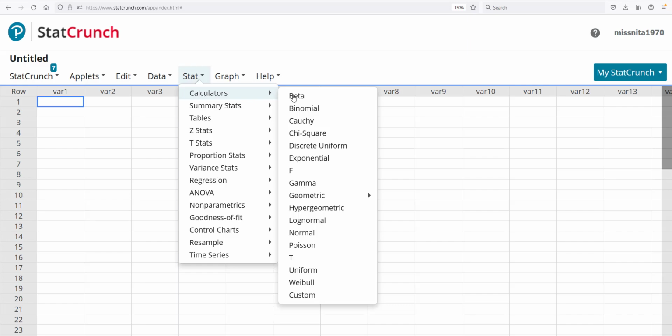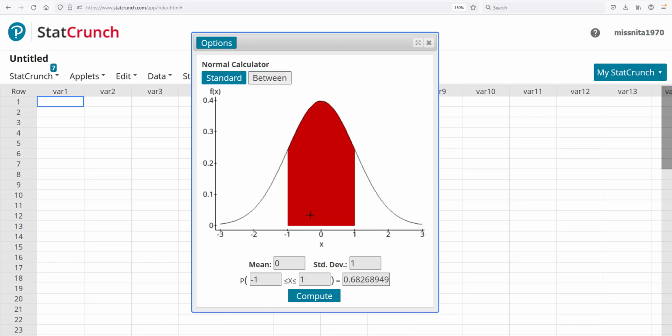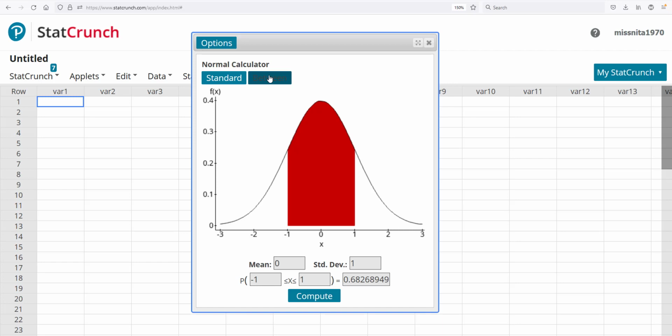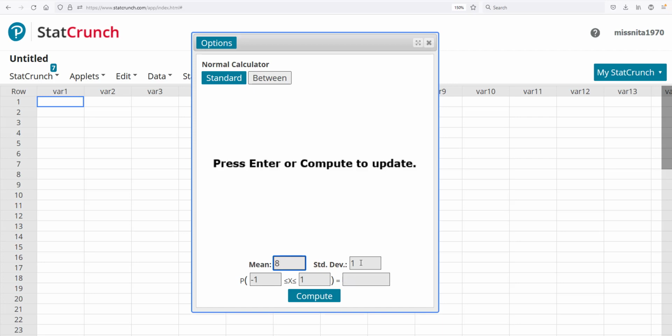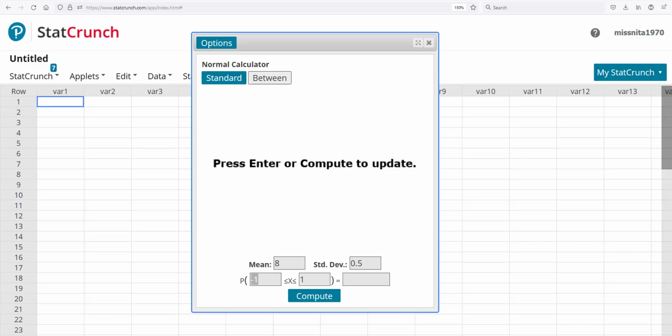So in StatCrunch, I'll go to Calculators, Normal, and I want to do Between. Because if you look up here, you have Standard, but the ones we have is X bar is in between those two values. So we know the mean is 8. Standard deviation is 0.5. We were looking at, let me go back, I forgot already, 7.8 and 8.2.